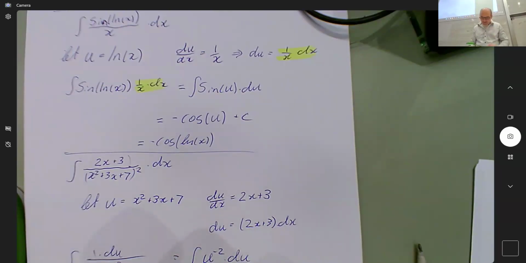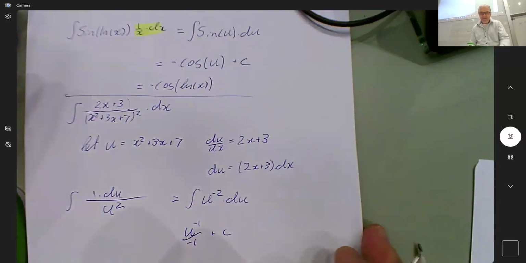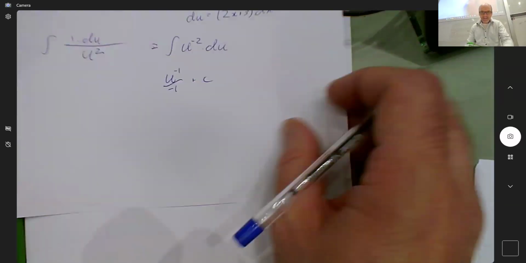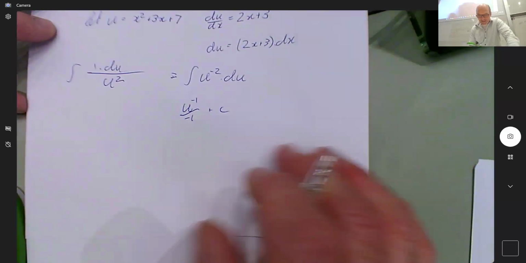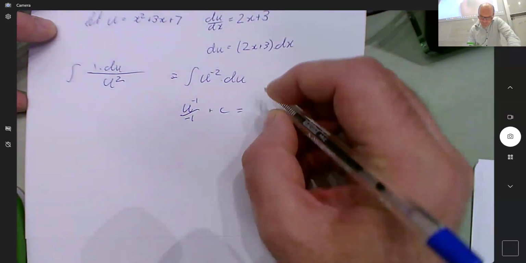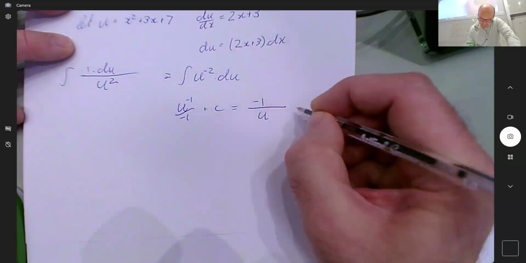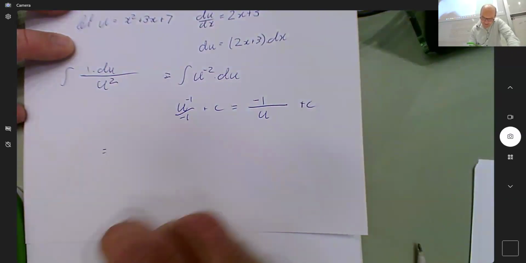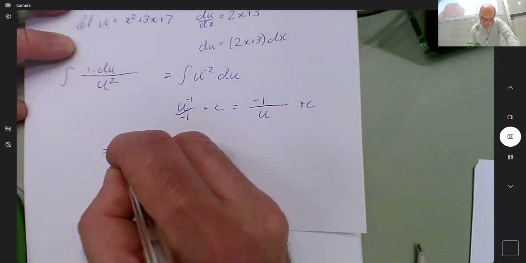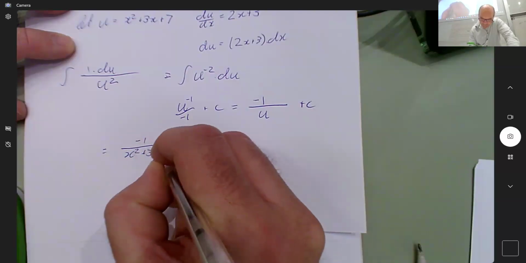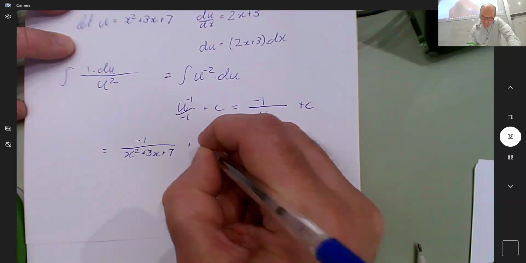With integration, we add 1 to the power, u to the minus 1, divide by the new power. Add a constant of integration. Then going back, nobody wants it like that. Minus 1 can go on top, u goes on the bottom, plus C hangs around over here. So my answer should be minus 1 on x squared plus 3x plus 7, plus C.